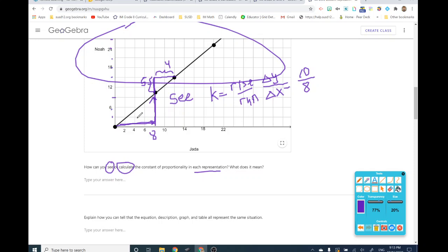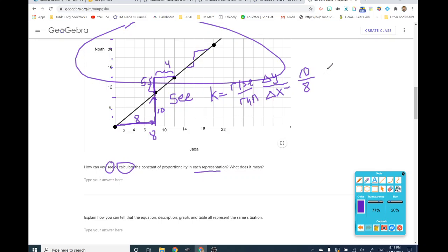Please look again carefully. If you don't understand yet, make sure that you do. This is 8 units run, and this is 10 units up. This is 4 units run and 5 units up. So no matter where you look on the line, they are proportional. The rise and run are proportional.